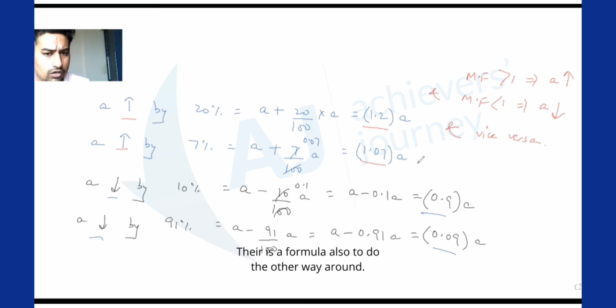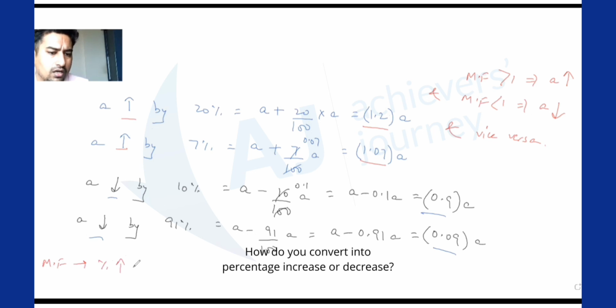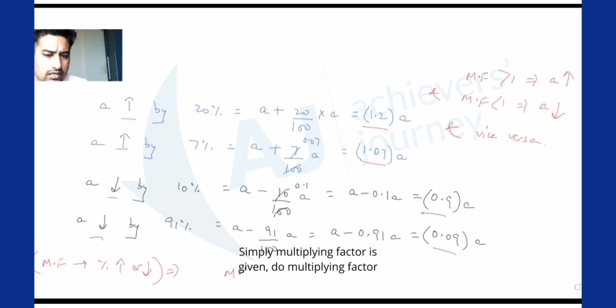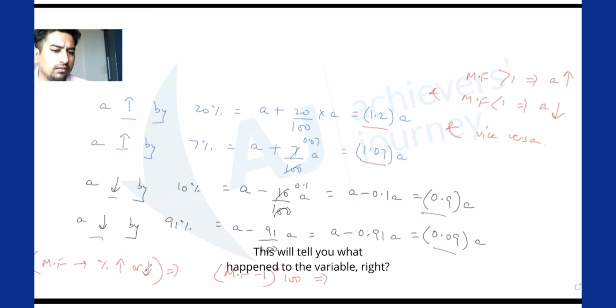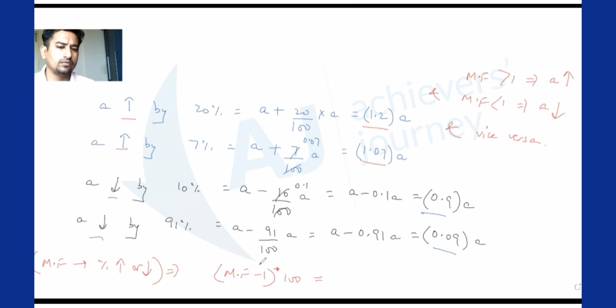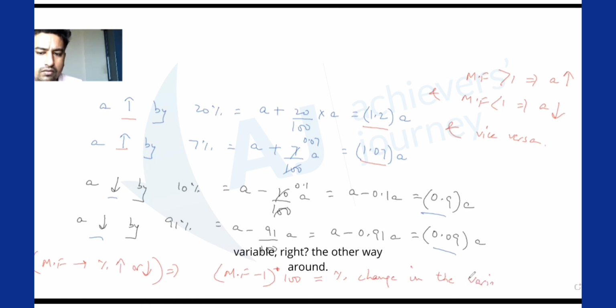There's a formula also to do the other way around. This was converting percentage increase or decrease into multiplying factor. The other is, from the multiplying factor, how do you convert into percentage increase or decrease? How do you do that? So what is my formula here? Simply, if the multiplying factor is given, do multiplying factor minus 1 into 100. This will tell you what happened to the variable, right? This will tell you the percentage change in the variable, right? The other way around.